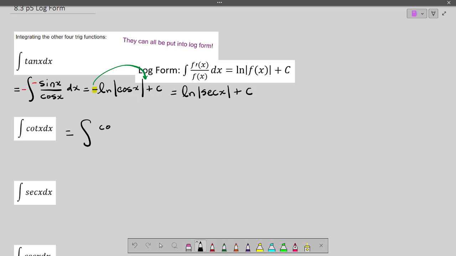Now cotangent's cool because it's in log form already, right? That's log form. Denominator is sine, derivative is cosine, that's up top. Don't have to do any magic bullets here, just straight up natural log absolute value of sine. No magic bullets here, just straightforward.